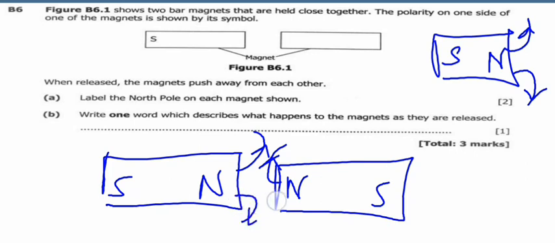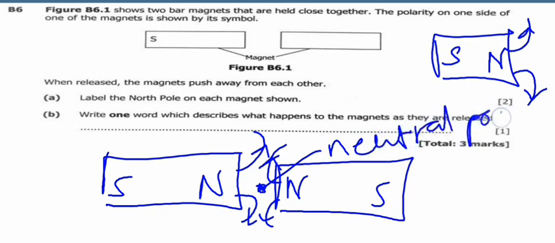Because the magnetic field lines are coming like this, right? Yes. And a point here is going to be created, which is called a neutral point. So, when magnets are repelling each other, they are going to create a point, and that point we are going to call the neutral point. Okay, so it is called a neutral point. So back to this one.